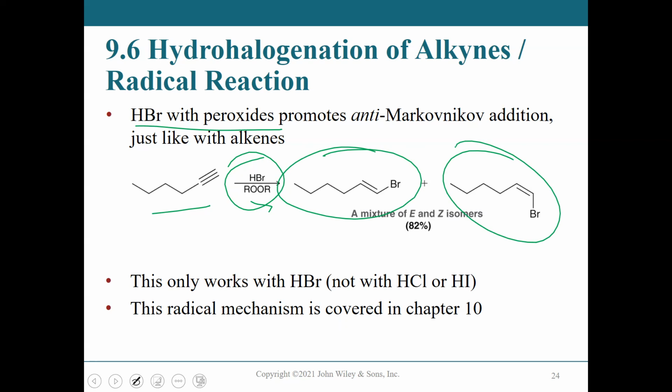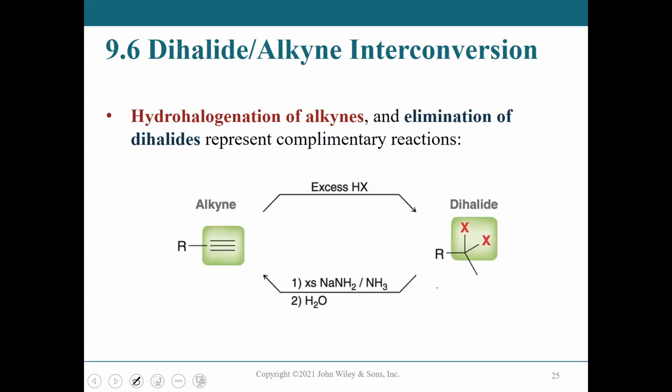This only works with HBr, okay? So you are working with alkynes, HBr and peroxide, no HCl and no HI. And of course, no HF. That is a radical mechanism covered in chapter 10. Maybe not with alkynes, but we will do the reaction with alkenes, which is what we study in chapter 10. So that one we are definitely going to do in chapter 10, which is the next and last chapter.